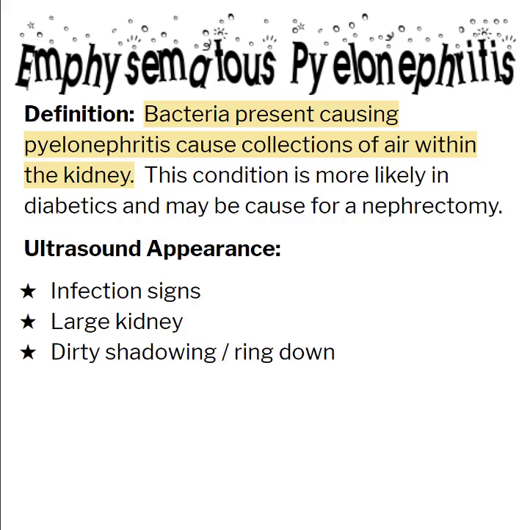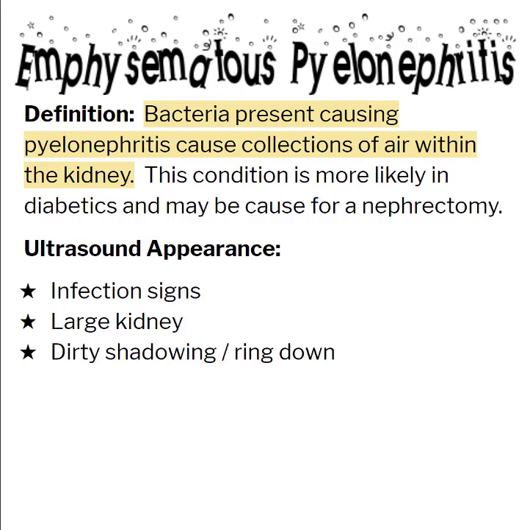Like it is with emphysematous cholecystitis, emphysematous pyelonephritis is also more common in diabetics, and if we see it, this is an emergency cause to do a nephrectomy, which means remove the kidney. On ultrasound, we're going to see, again, signs of infection that we see with pyelonephritis. The kidney is going to be enlarged, and we're going to see bright echogenic lines producing dirty shadowing or ring down artifact.